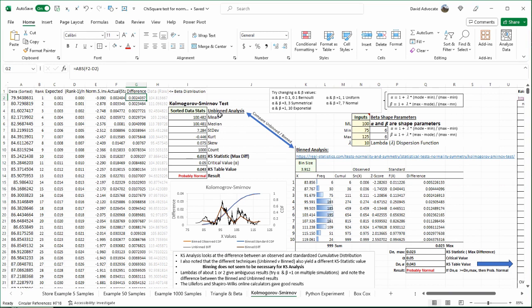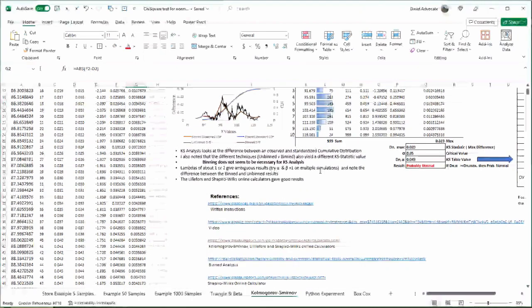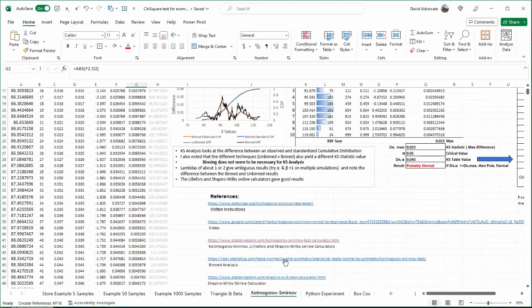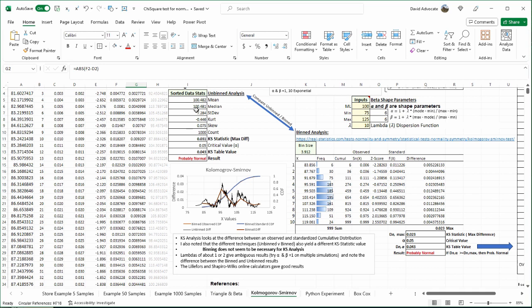In this analysis, we saw that the mean is 100, the median is 100, the standard deviation is about 7, and very small kurtosis and skewness. It's very symmetrical, as we can see here in this distribution on the binned data. The binned data is a technique that I found in the realstatistics.com workbooks. I have a reference down below that you can look at for finding this right here. But you can also do it unbinned.